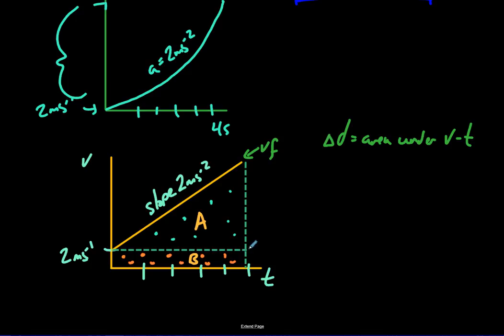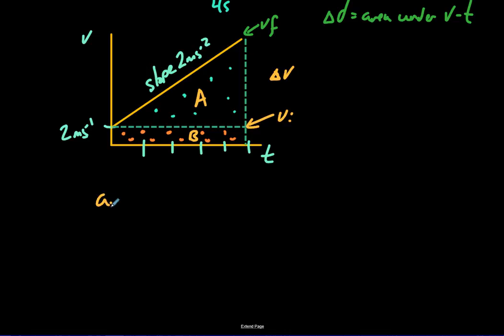Okay? So if we look here, this is our initial velocity, 2 meters per second. There's our final velocity. We don't know what it is yet, but we can figure it out. And we know that this right here is delta V, the difference between those 2 things. So let's find the area of B first. It's easier. Area of B is simply the initial velocity, 2 meters per second, times time. In this case, that's VI times T, 2 meters per second times 4 seconds.